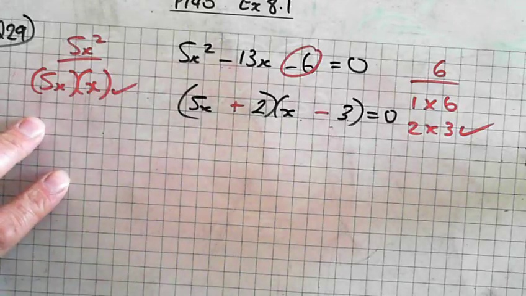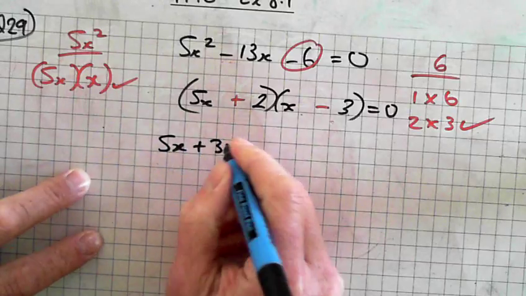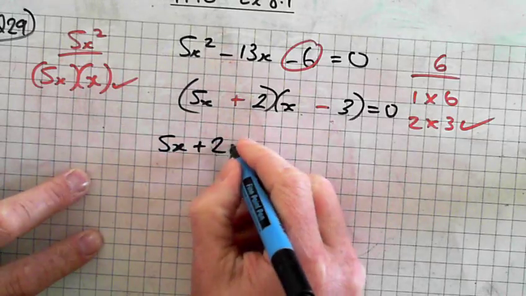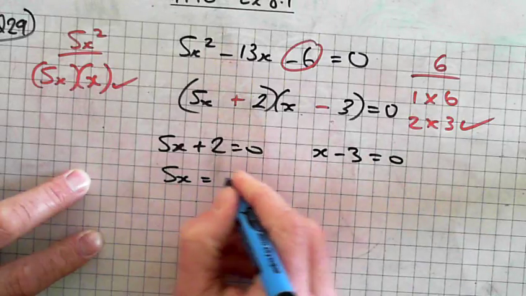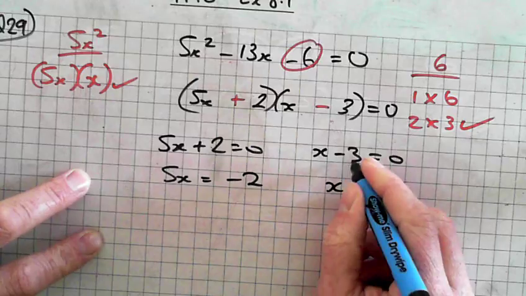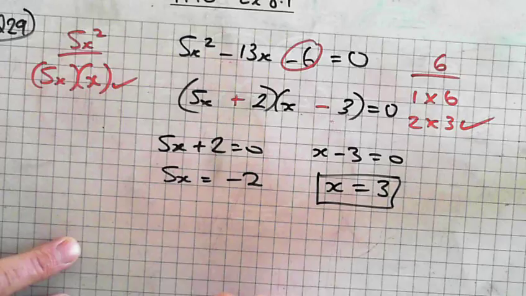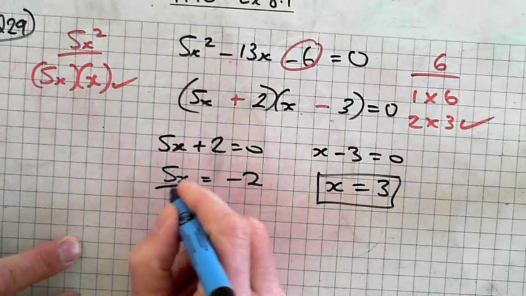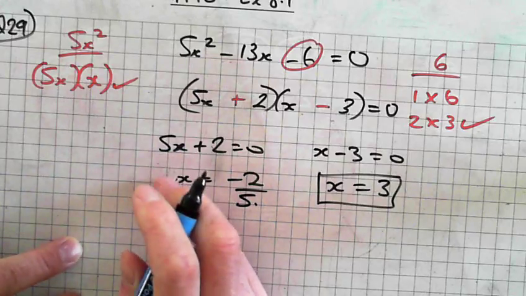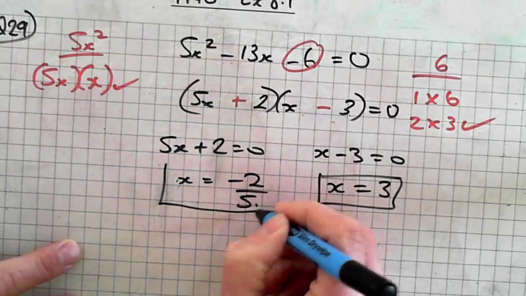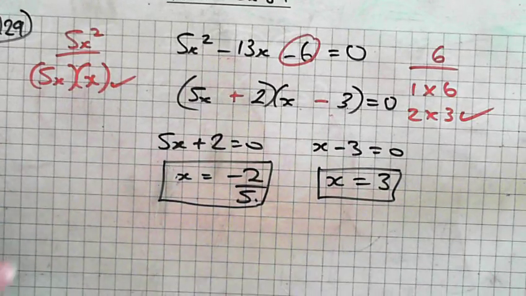Okay, so you have to pass test number 1 and test number 2. Right, so finish it off. 5x plus 2 is equal to 0. x minus 3 is equal to 0. 5x is equal to minus 2. Over here, x is equal to 3. That's one answer. I want to get rid of the 5, so divide by 5. There you go. Did you correct that? Correct that as we go along.